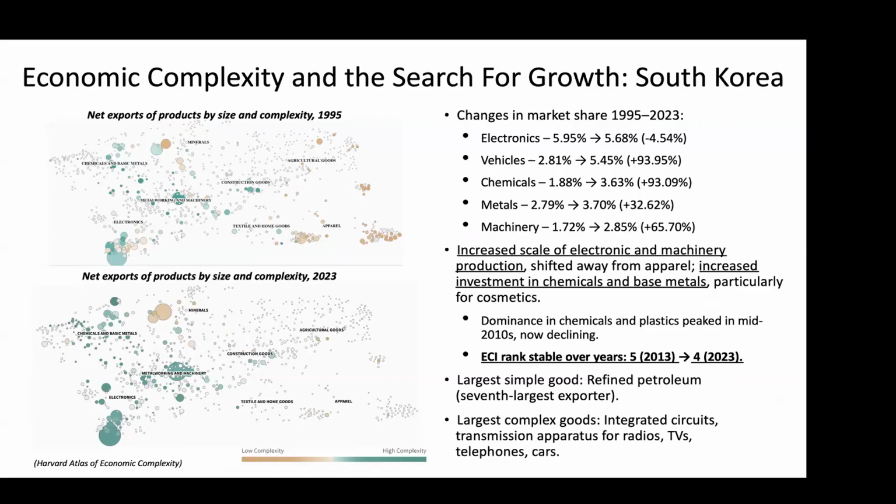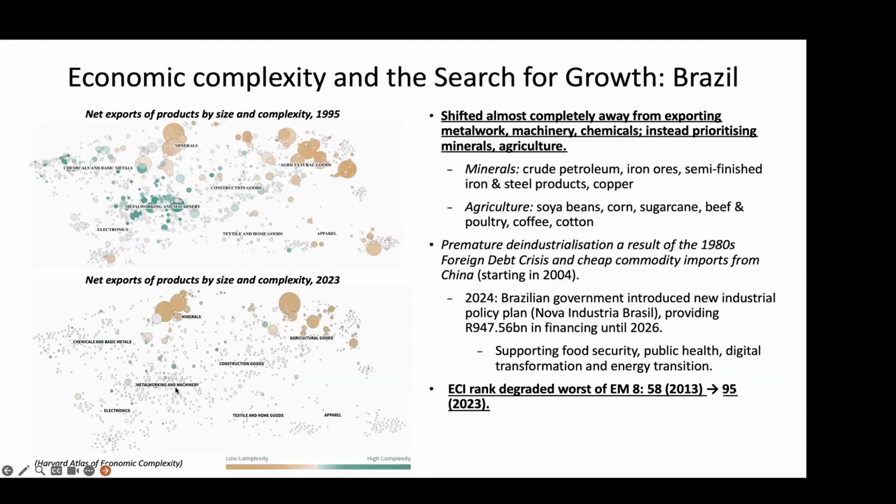I mean, the true star in the last 2 decades, 3 decades has been South Korea. It's the fourth most complex economy in the world, and you see that, right? I mean, the electronics, metalworking and machinery, vehicles, chemicals, all of those have come on in increased scale, and you've got increased investment in all these high-tech products. It's the largest producer of some of the most complex products in the world, such as integrated circuits, transmission apparatus for radios, TVs, and so on. And so it's a massive success story in terms of its growth dynamism. Brazil, a little bit like South Africa, but the worst performers, so they make us look good. They've actually seen deindustrialization, and you actually see this here.